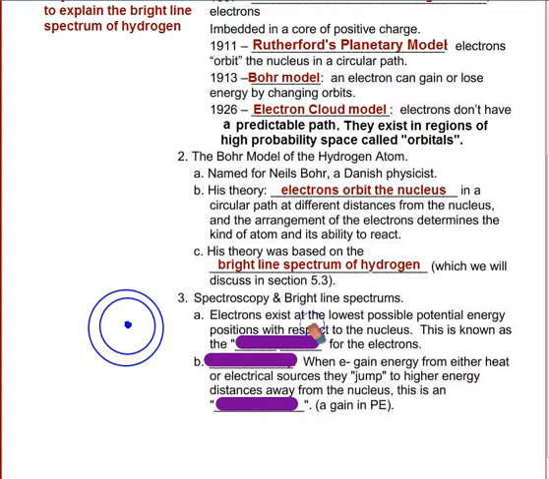Electrons exist at the lowest possible energy positions with respect to the nucleus. This is called the ground state. And they make a quantum leap. So when electrons gain energy, they're sitting right here, and they absorb a particular amount of energy, they will jump up to another orbit, which is some distance away. And this is an excited state, which means that they have gained potential energy.